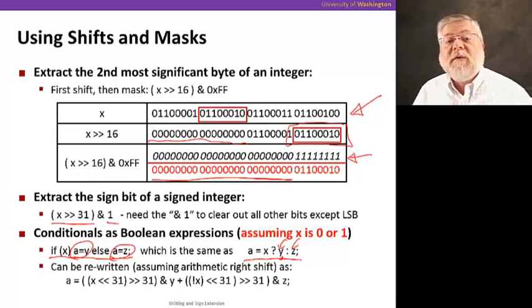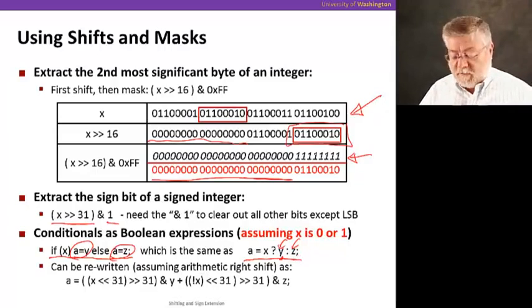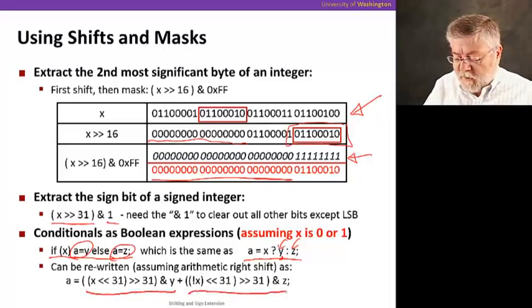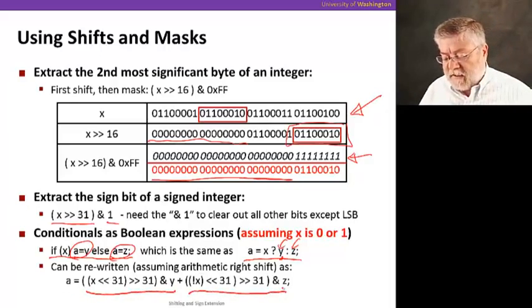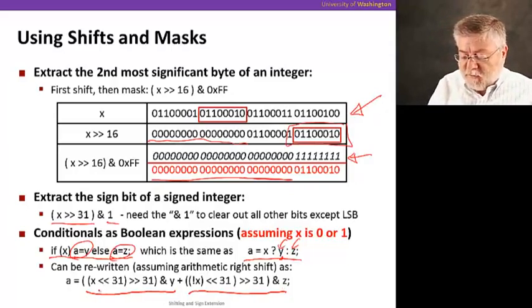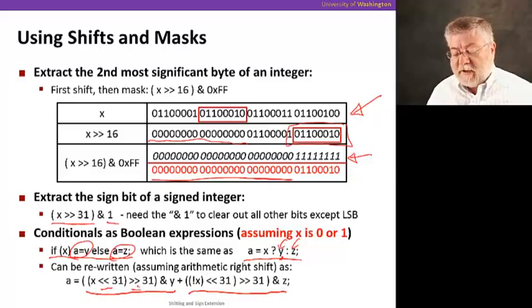Okay, so let's see how we can do these conditionals using shift operations. What you'll see down here is two expressions, one for the if part of the clause and the other for the else part of the clause. Let's look at the one on the left first. You'll notice that what I'm doing is shifting x first to the left by 31 and then to the right by 31. Well, that doesn't seem to make much sense.